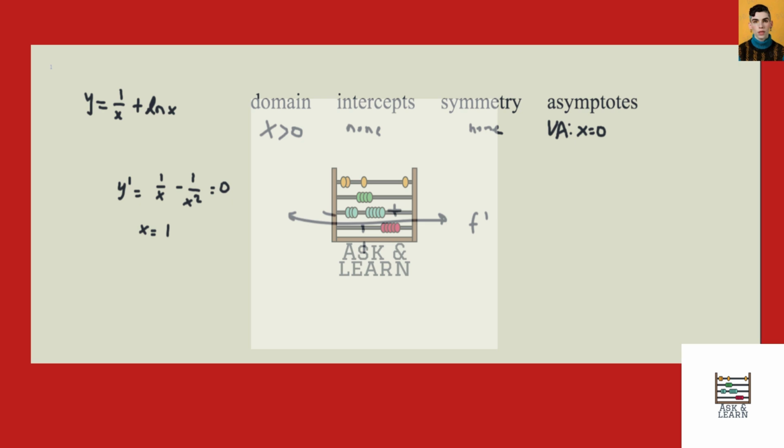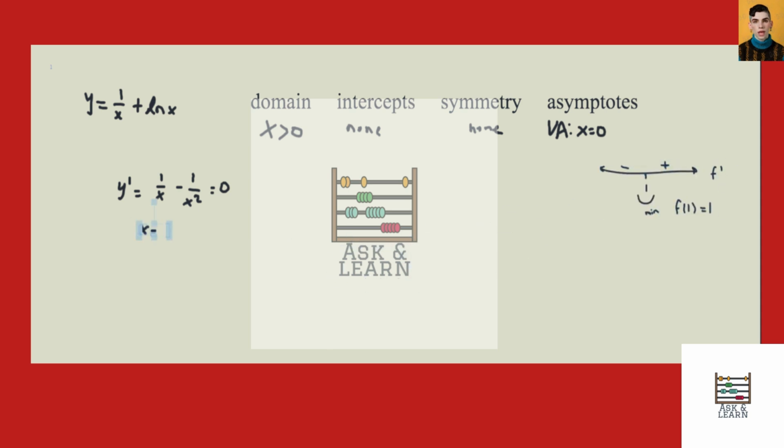So if it's going from negative to positive, so decreasing to increasing, it's going to be a local minimum value. And if we want to know the y value of our critical point, we go f of 1. So we're putting it back into our original equation to find 1. So (1, 1) is our local minimum value for our graph.